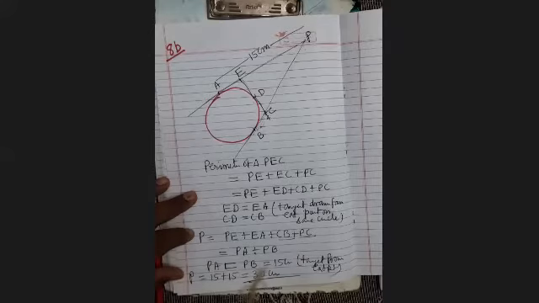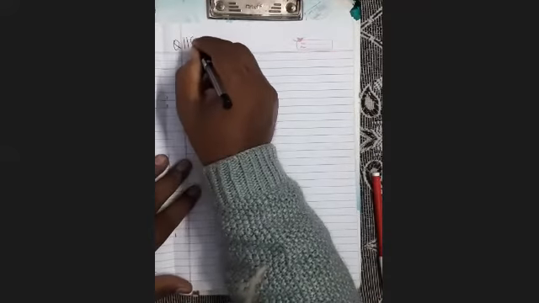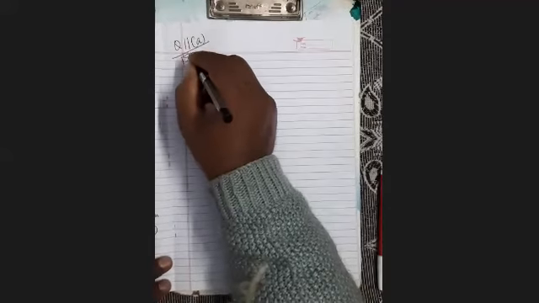It is clear. Now you can see question number 11A. Questions 9, 10 you can cut, no need. Question number 11A. This is exercise 15.3.